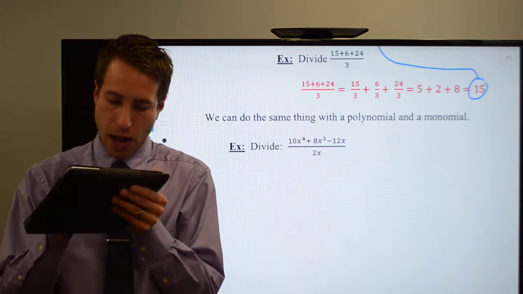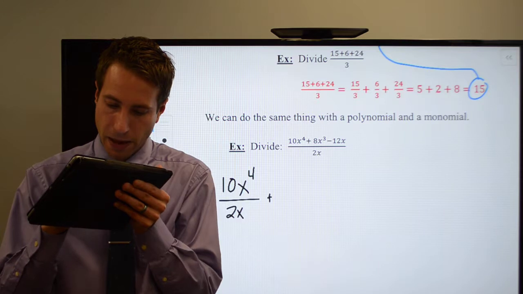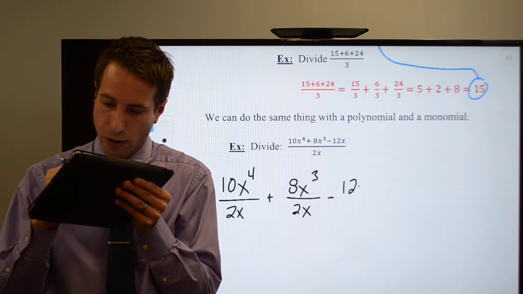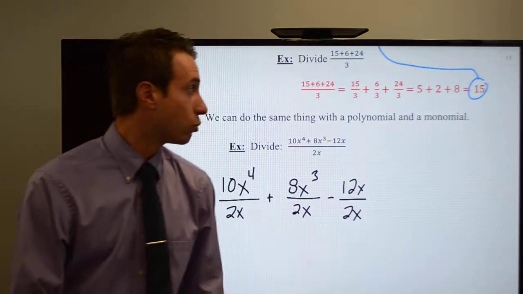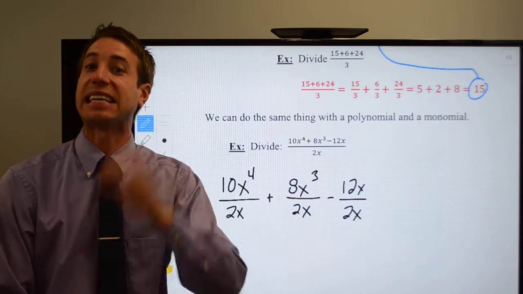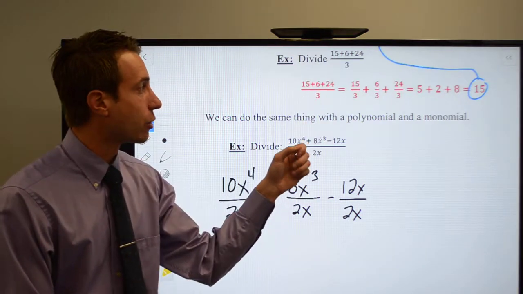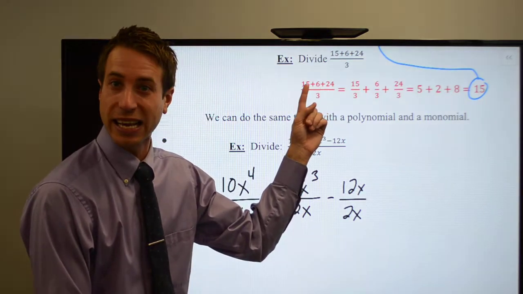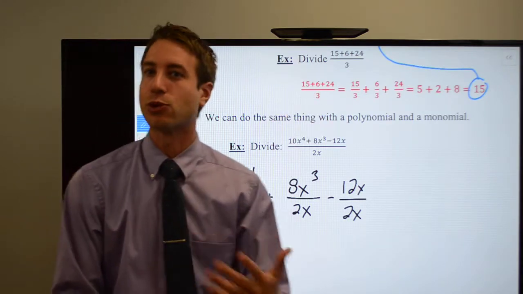So here we go. I'm going to now have a 10x to the fourth divided by 2x plus 8x cubed divided by 2x minus 12x divided by 2x. Well, now what I can do is cancel top and bottom anything that's common, reduce my fractions. Now, I couldn't do that here, because you can't cancel through addition or subtraction. 15 plus 6, I got addition there. 6 plus 24, I've got addition in there. I can't cancel through addition or subtraction.